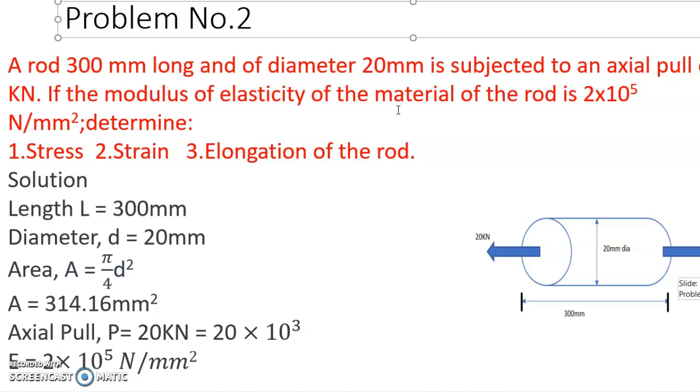What is elongation? Delta L. So what is the formula of delta L? Delta L is equal to PL upon AE. Very simple. Stress, strain, elongation, they have asked for it. So first of all, we will write the given data.